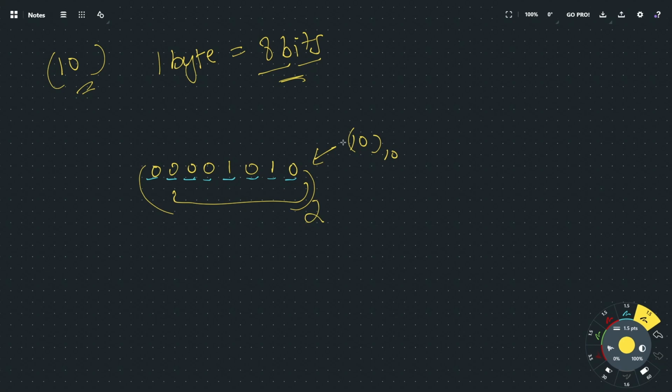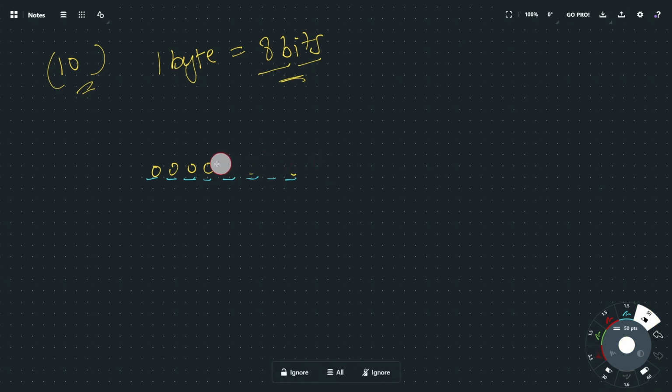But there's a problem. Not a problem, but let's see what range of numbers we can have if we are following this 8-bit pattern, right? I'll remove this and make the empty bits again. Now, what is the maximum number that we can get if we are using 8 bits to store the number?